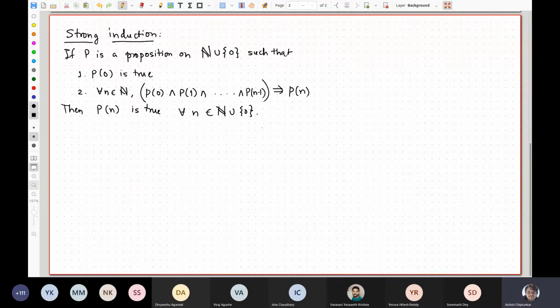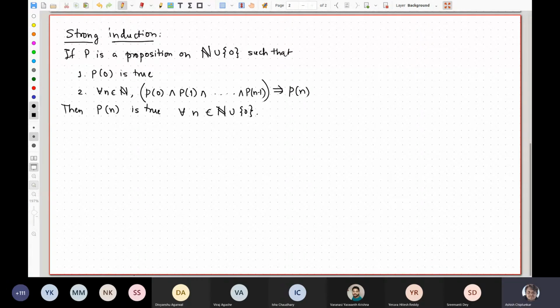So if you want, you can just try proving this, assuming the usual principle of mathematical induction. Just convince yourself that this is essentially equivalent to the usual principle of mathematical induction. There is nothing new that I'm saying over here. Just that the syntax is a bit different, which will typically enable you to write cleaner proofs in some sense, slightly cleaner proofs.